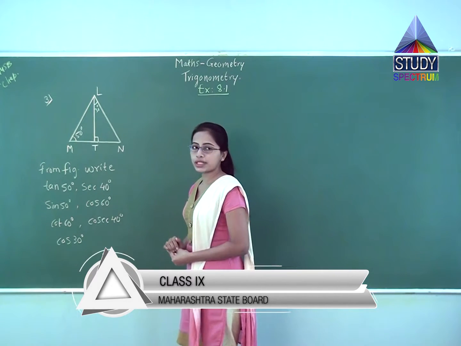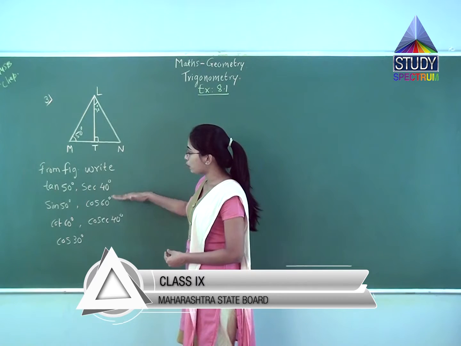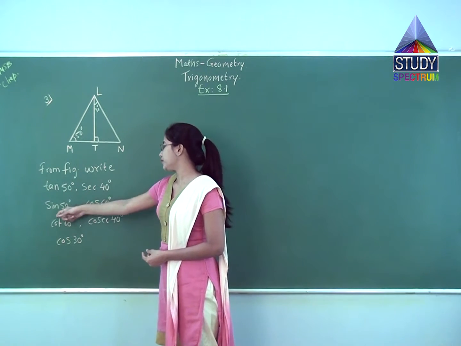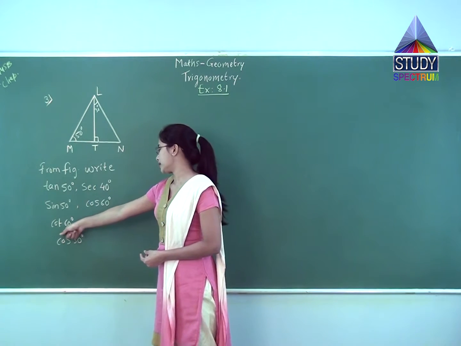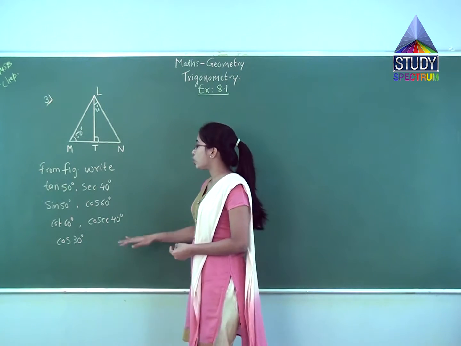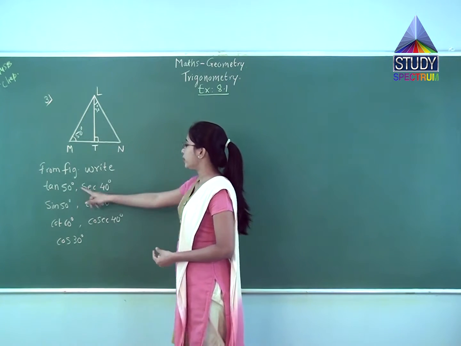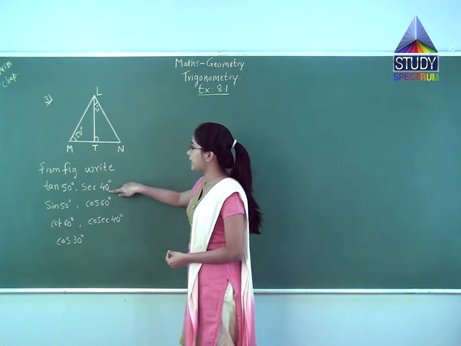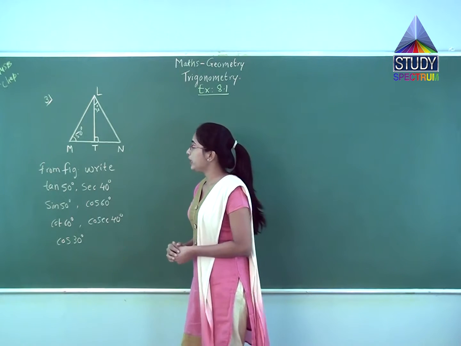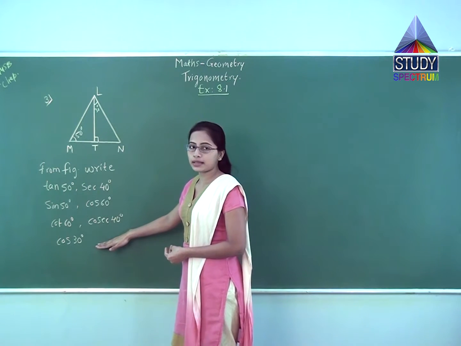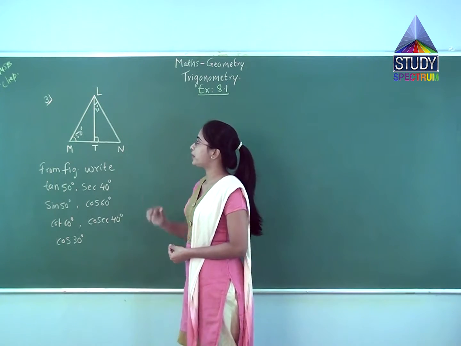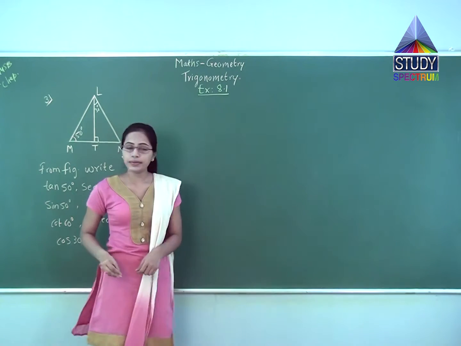By using this figure, we have to find these ratios: tan 50 degrees, sec 40 degrees, sin 50 degrees, cos 60 degrees, cot 60 degrees, cosec 40 degrees, and cos 30 degrees. Now you can see that in the question we have 40 degrees and 60 degrees, but in the figure we can't see them. So before finding these answers, we have to find the remaining angle measures of both triangles. Let us solve this example.